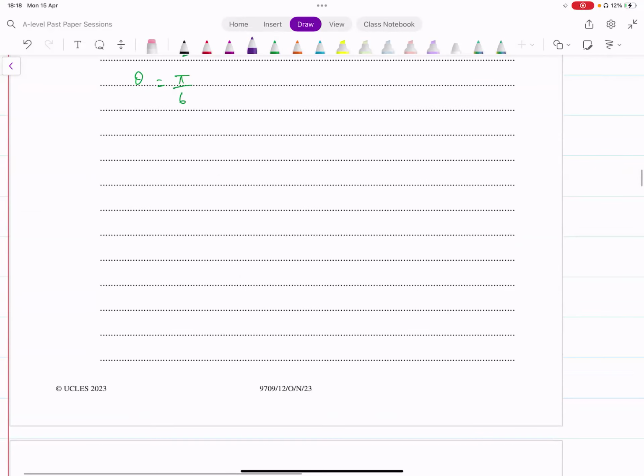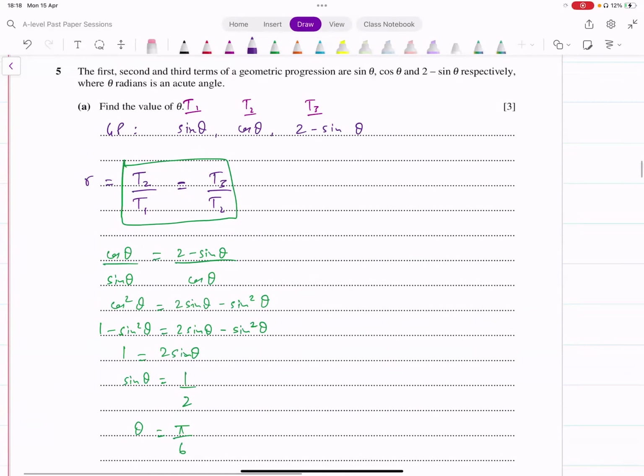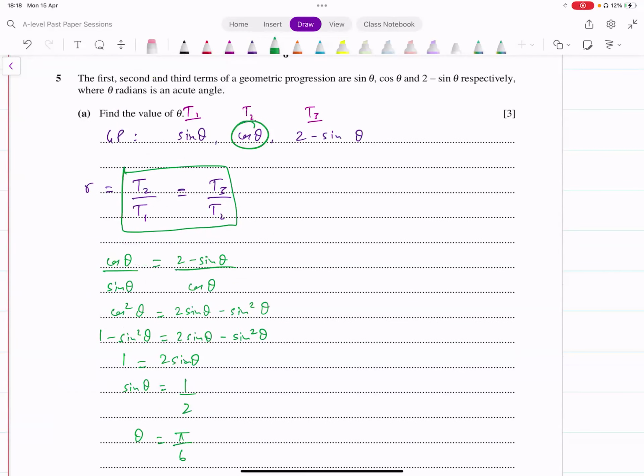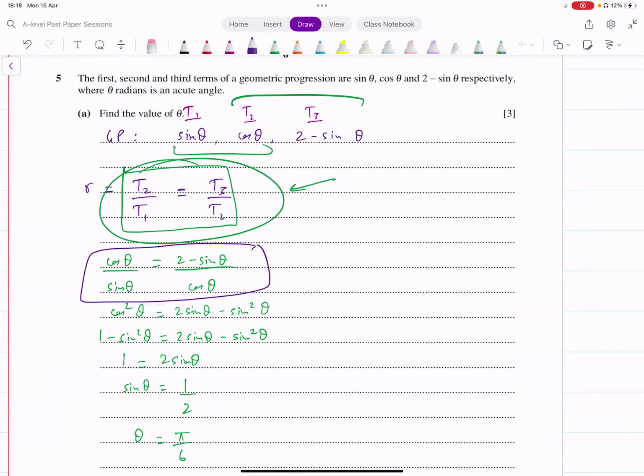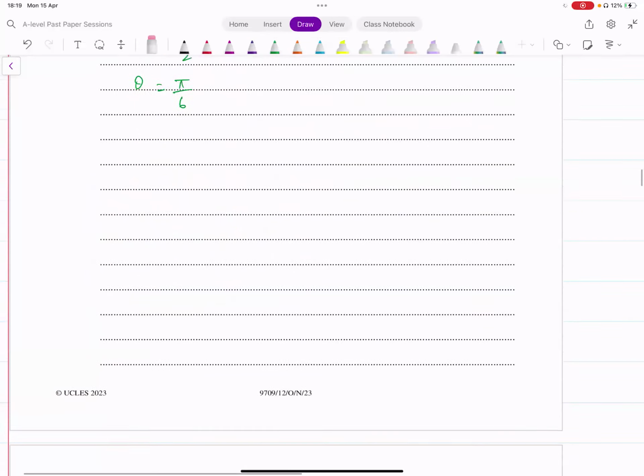Mariam, I'm not sure if I understand your question. What do you mean by derive? You mean derive T2 over T1? We're not really deriving anything here. We're just saying cos theta over sine theta equals 2 minus sine theta over cos theta. Since the ratio is constant, any two consecutive terms that we take, their ratio should be the same. So we're taking the first two terms and these two terms. It's not necessary for you to write this particular step. If you wanted, you could write this equation directly. But the previous step is basically just for your notes that this is where it's coming from. I hope that makes it clear. If not, you can maybe clarify your question a bit more.